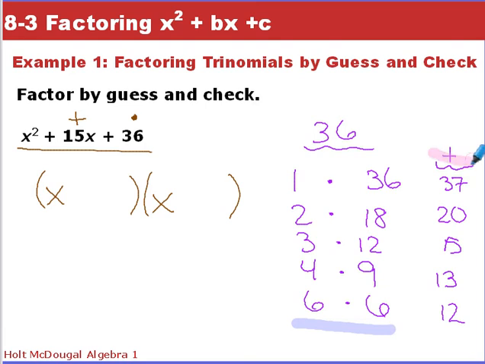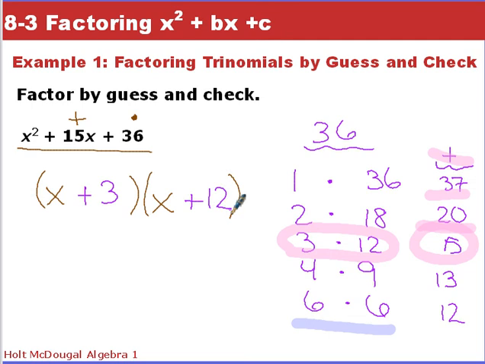So the sum of 1 plus 36 is 37, 2 and 18 is 20, 3 and 12, oh, right here we have 15. So it looks like our two factors are going to be 3 and 12. Given 36 is positive, these both have to be positive to get a positive sum, so we do plus 3 and plus 12. And there we have our factored trinomial.